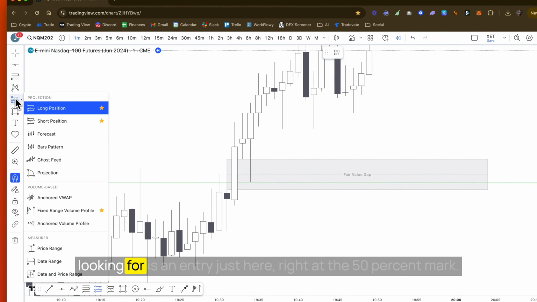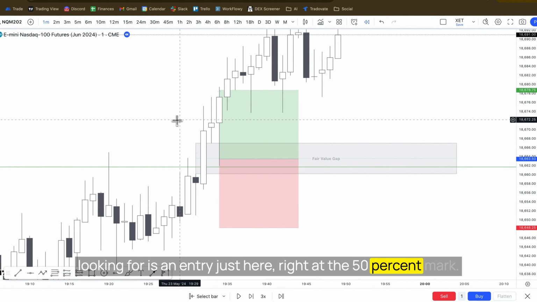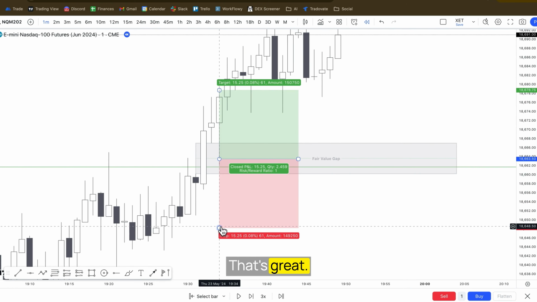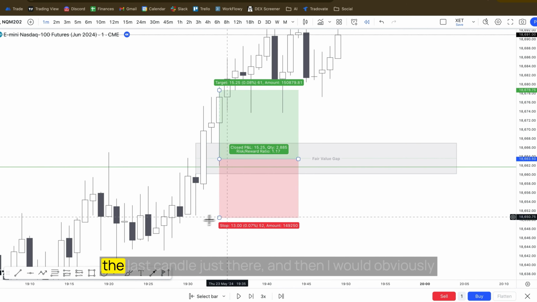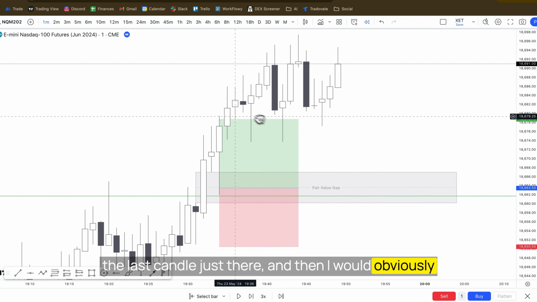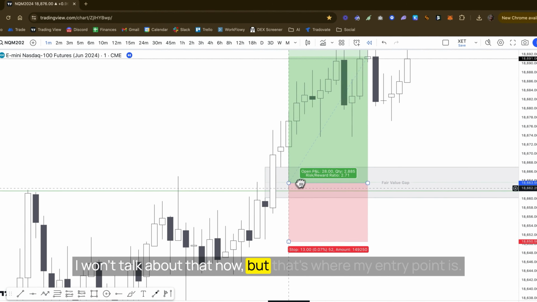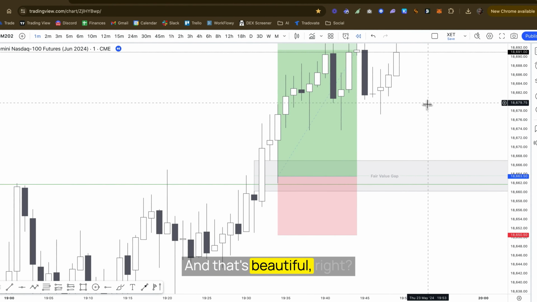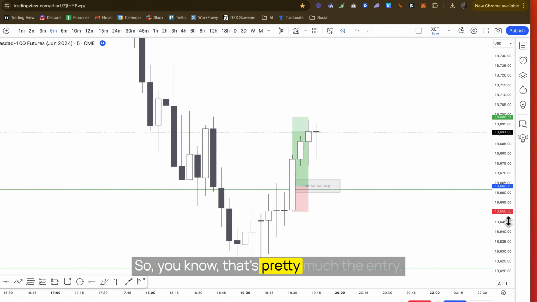And what I'm looking for is an entry just here, right at the 50% mark. That's great. And I'll take it. My stop on this, just the last low, the last candle just there. And then I would obviously target some liquidity at the top, whatever. I won't talk about that now. But that's where my entry point is. And that's beautiful, right? Look how great that works out. So that's pretty much the entry.